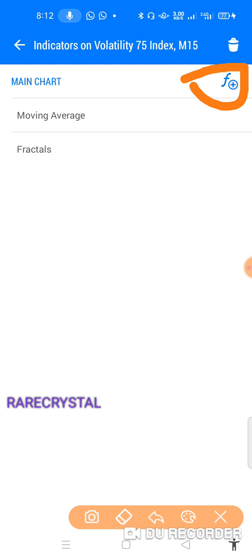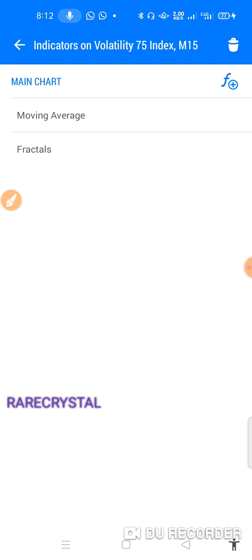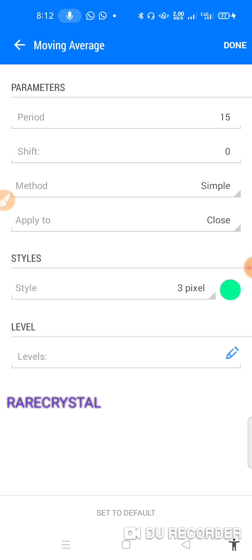All you just need is the moving average. So you click on the F plus and locate moving average. Then when you click on it, the value should just be 15, and it should be simple close. Now 15 simple close, then you're done.